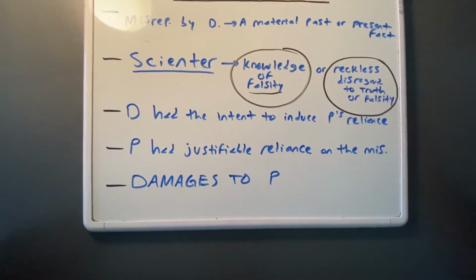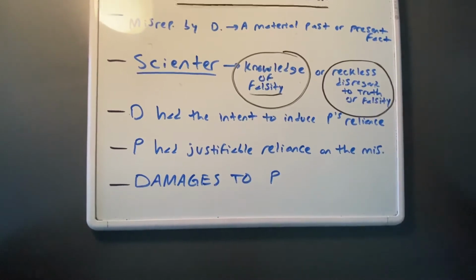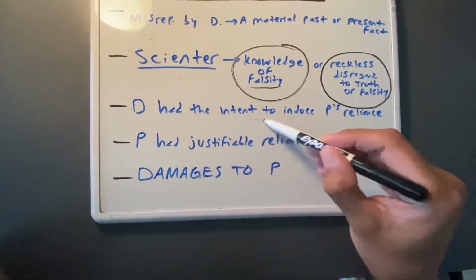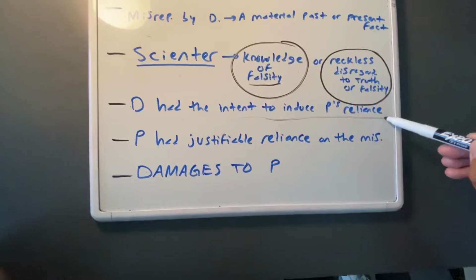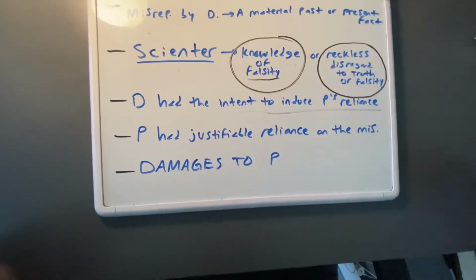And in 2 weeks, the car breaks down. The defendant wanted to make some quick money. So the defendant had the intent to induce the plaintiff's reliance in order to make some quick cash, right? This is an example of what this means.